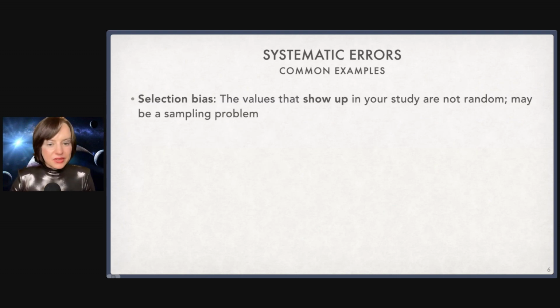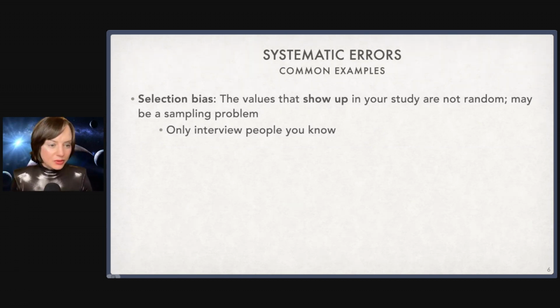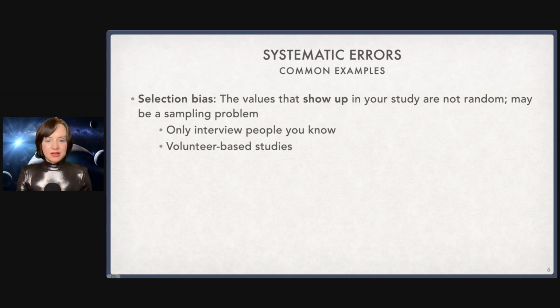Some common examples. So selection bias is when the values that show up in your study are not random. This could be a sampling problem. For example, I want to predict how people are going to vote in the next election, and I only interview people that I know. I probably know people who agree with me politically, so I'm probably going to overrepresent whatever political view or preference I have.